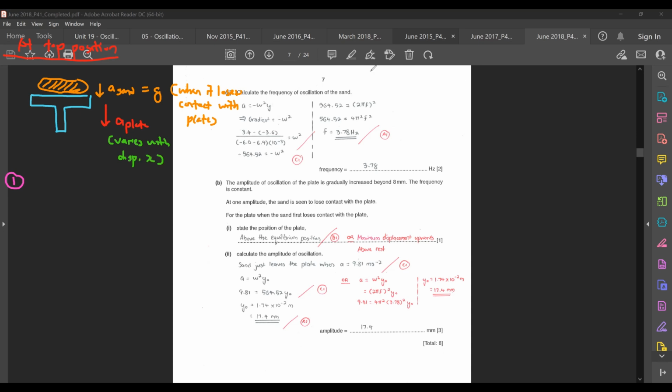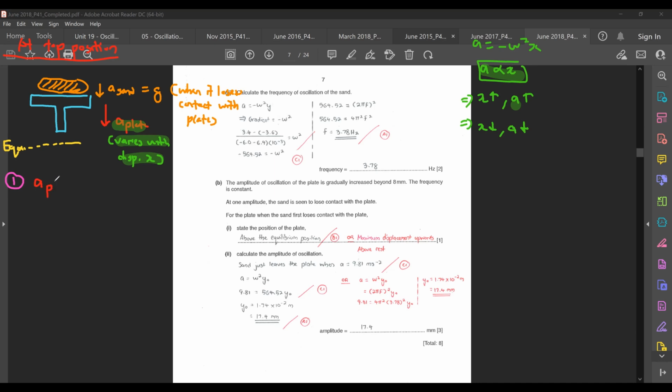displacement x. We know that a is directly proportional to x, right? So if your displacement is large, your acceleration is large. If your displacement is small, your acceleration is small. Again, this is from your a equals negative omega squared x. All right, so this acceleration of the plate here is referring to this. It varies with your displacement x, how far you are from your equilibrium position. Let me just draw for you your equilibrium right over here. This is your equilibrium.